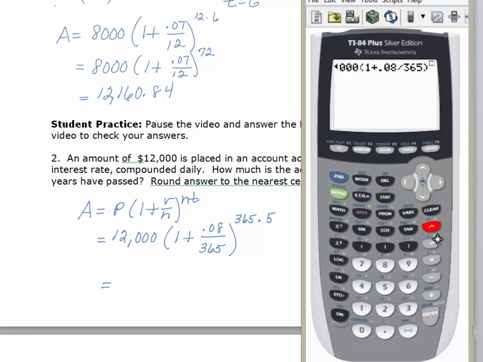There are different versions of the TIs. My version is a little more advanced, and it automatically assumes that everything's up in the exponent. When you use the caret key, you're going to need parentheses, so I'm going to put them in to stress that. It's going to be 365 times 5. All right, and then we'll hit enter. And we can see here, rounding this one to the nearest cent also, that we're going to have $17,901.11.